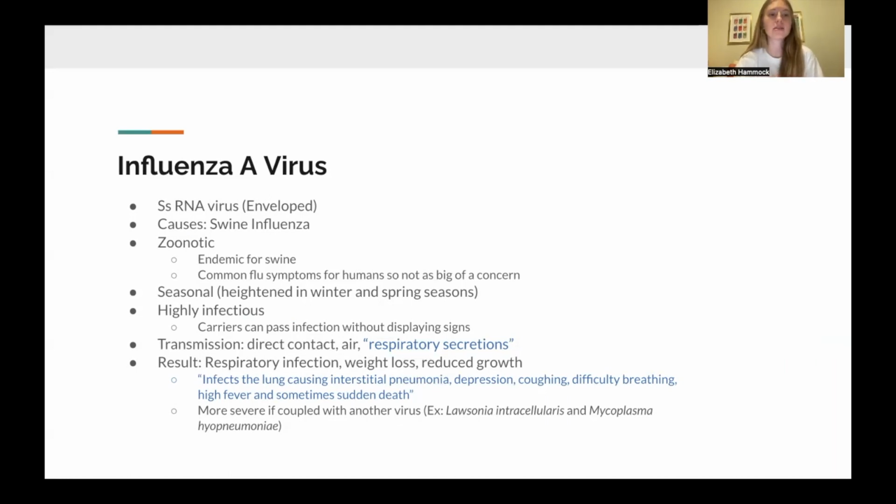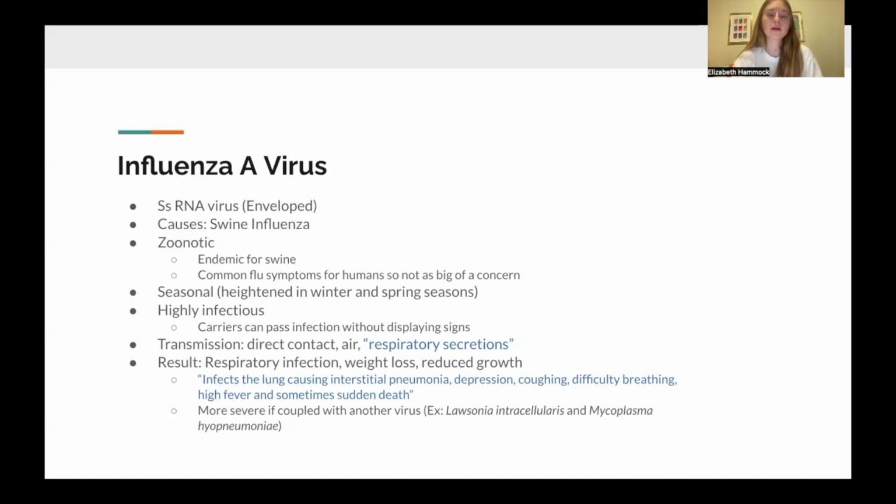It may have a seasonal infection, so heightened in the winter and the spring seasons, but it is a highly infectious agent, which is why it is very important to be cautious of this as you develop swine maintenance plans. This is especially true as the carriers can pass infection without displaying signs. Transmission may be through direct contact, air, and respiratory secretions, and this may result in respiratory infection, weight loss, and reduced growth. Dr. Howarth was quoted about this virus saying that it infects the lung, causing interstitial pneumonia, depression, coughing, difficulty breathing, high fever, and sometimes sudden death.